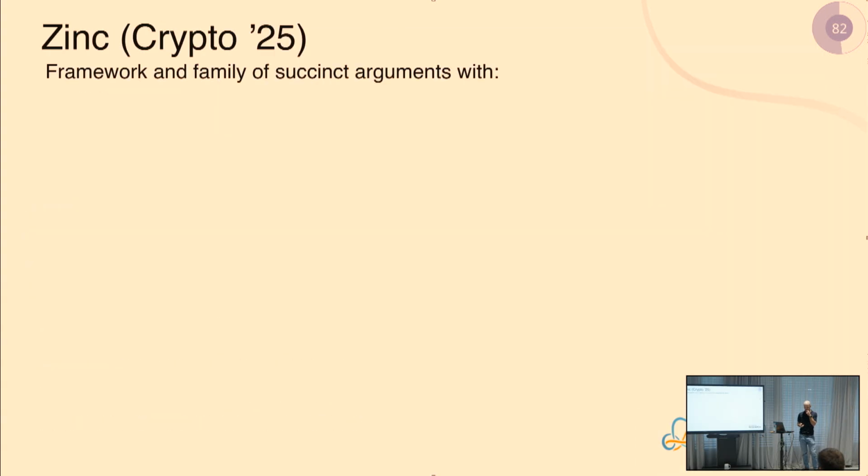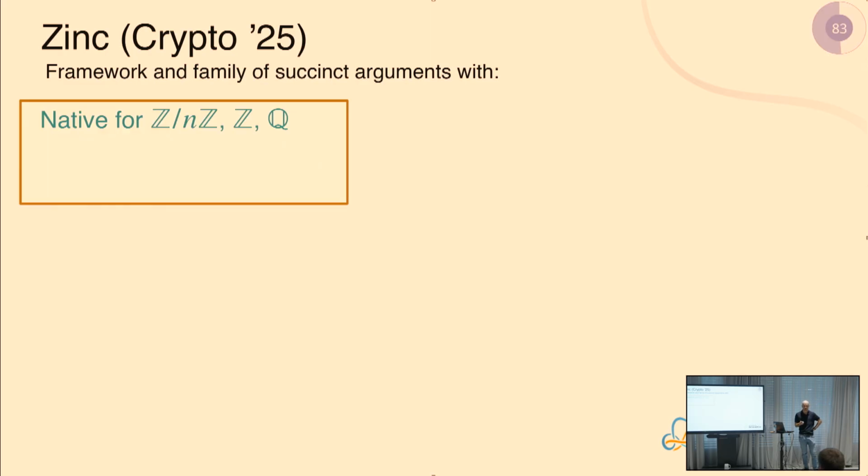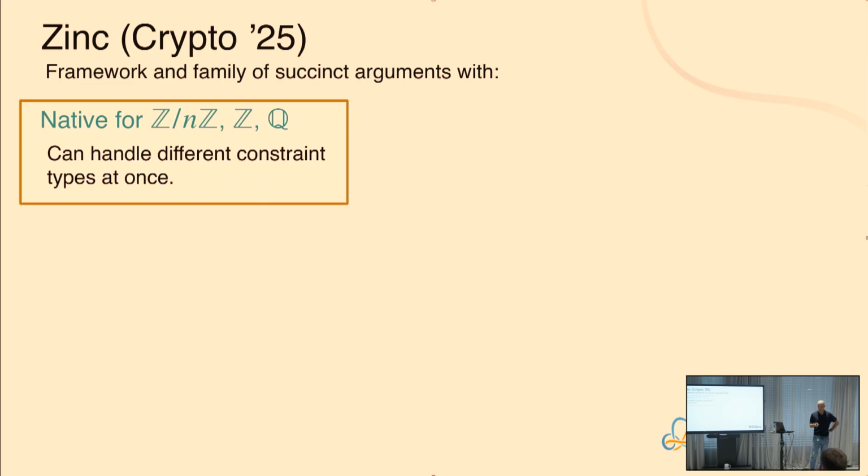Okay, so the scheme I'm presenting today is a framework. Well, yeah, it's a framework or family of succinct arguments, or a collection of ideas for building SNARKs, where Z mod n for any n, Z and Q, so polynomial equations over these rings, are native. And we can also handle different constraints over many of these rings in the same proof.